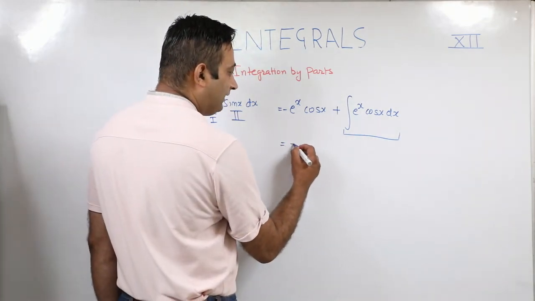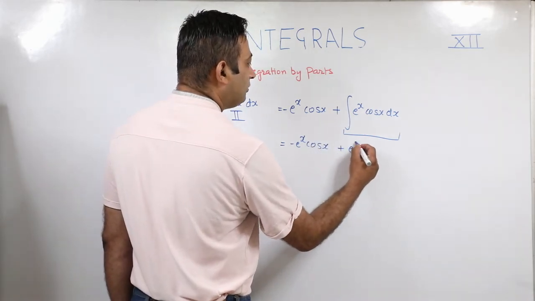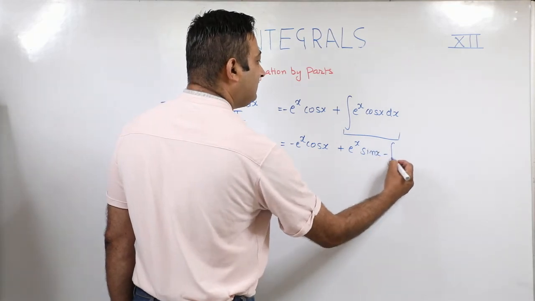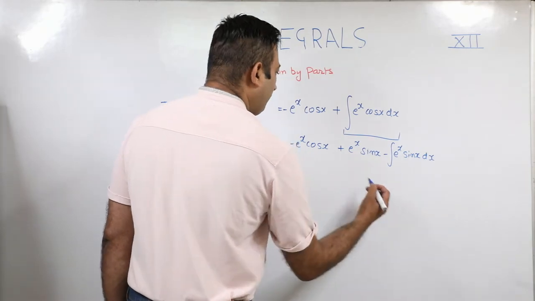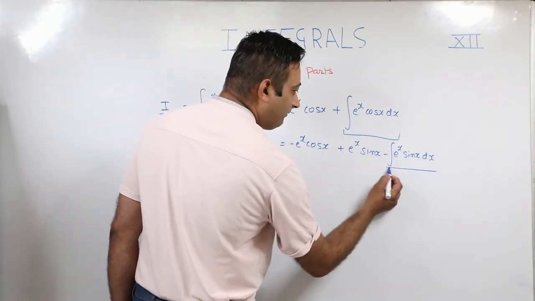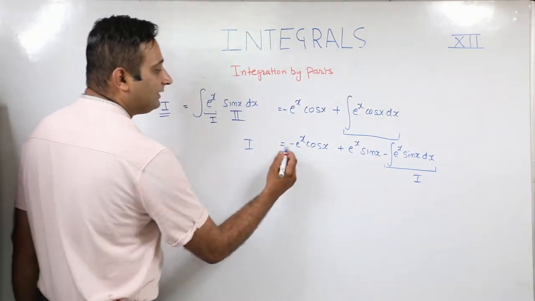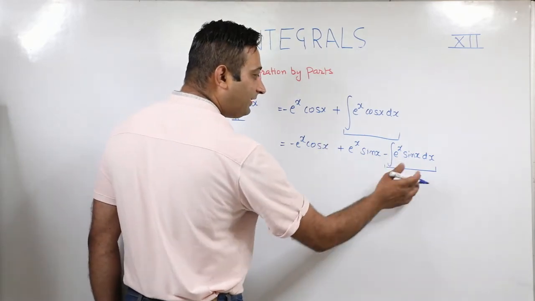Now we'll integrate again. It will be of the form e raised to the power x, the integral of cos x is sin x, minus the integral of e raised to the power x sin x dx. Now we can see that where we started, we are ending with the same kind of function I. So I is equal to minus e raised to the power x cos x plus e raised to the power x sin x minus I.